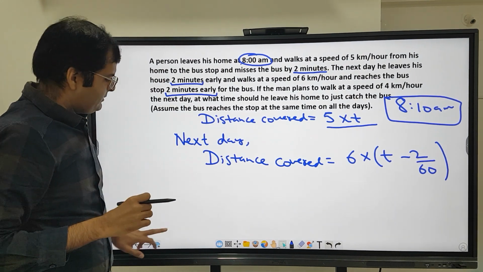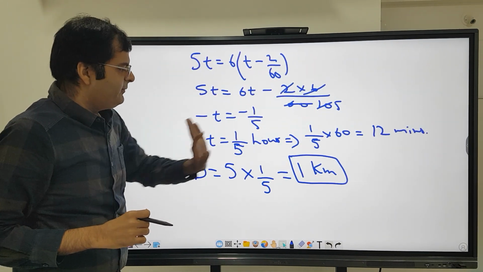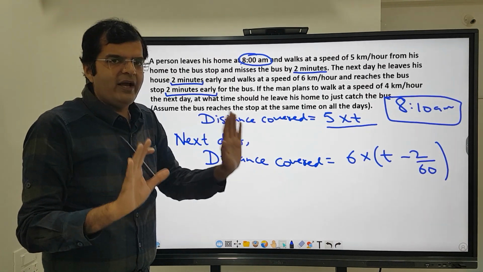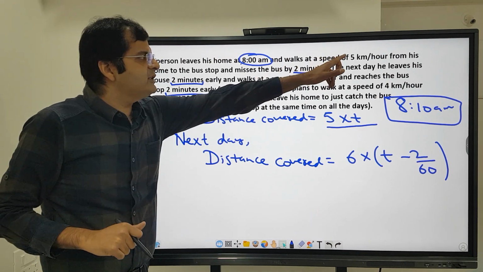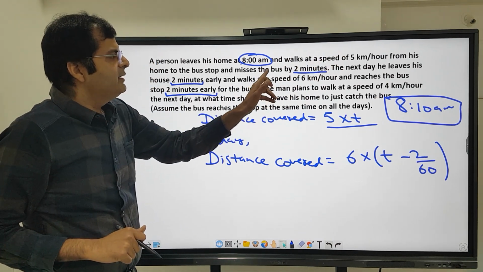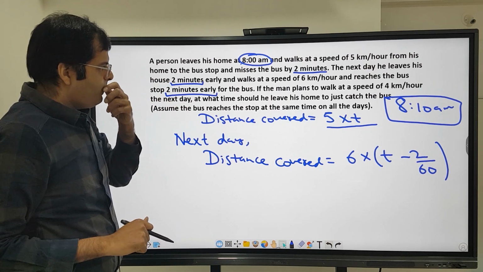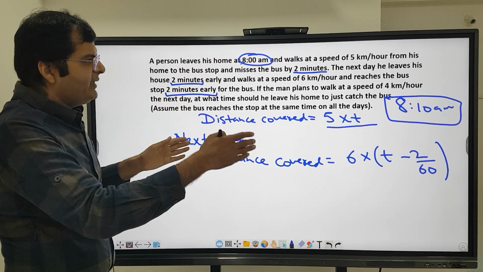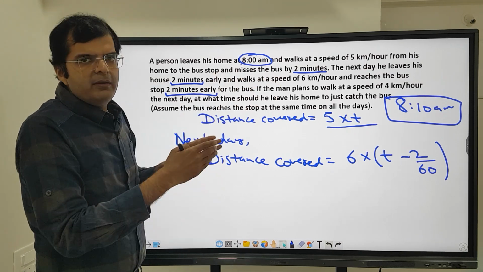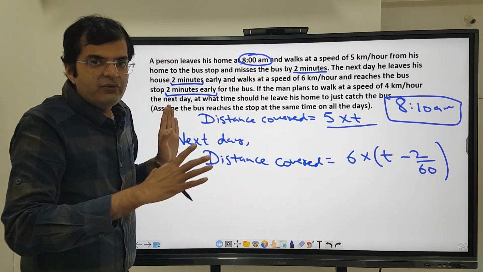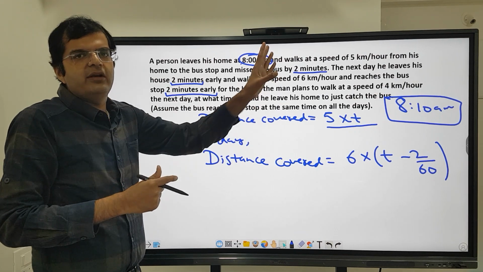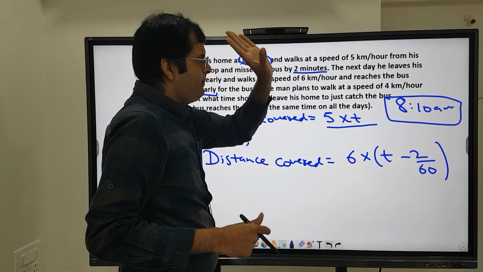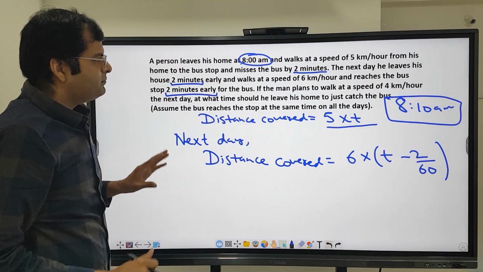Okay, I'll explain it again. So time t is 12 minutes here, we have figured out. What is time t? Time t is the time taken to cover the distance at a speed of 5 km per hour. And when the man is walking at the speed of 5 km per hour, the man misses the bus by 2 minutes. Okay, so the man leaves at 8 o'clock and in 12 minutes the man reaches the stop, which means the man reaches the stop at 8:12. But the bus has already gone 2 minutes earlier. So the bus time to leave the stop is 8:10 a.m. Okay, so I have figured that out now.